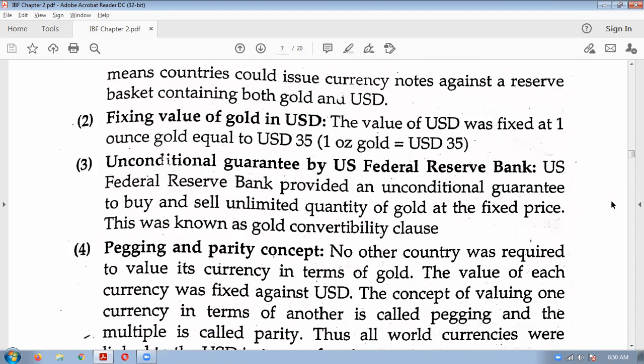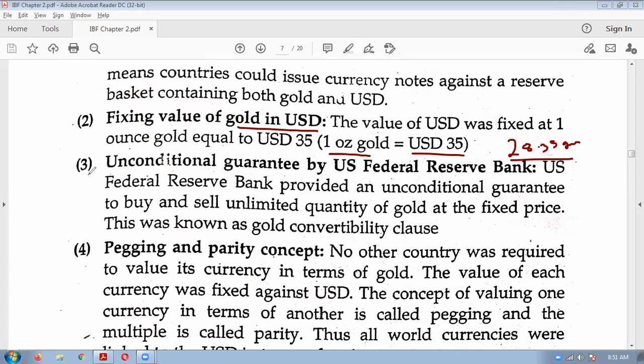And two important things which were finalized in this conference. The first is fixing the value of gold in terms of the US dollar. 1 ounce of gold was valued at 35 US dollars. 1 ounce, we have seen, is 28.35 grams of gold. So if any country has 1 ounce of gold, 28.35 grams, it can get $35 against that. So gold and dollar were interchangeable, you can say.